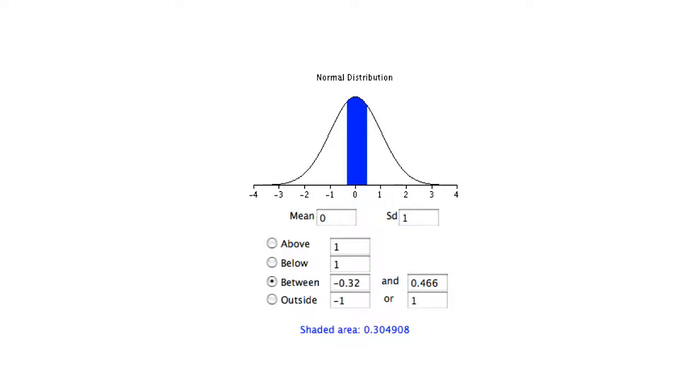By the way, you get exactly the same result if you put in 100, 15, and then 95 and 107. Exactly the same probability.